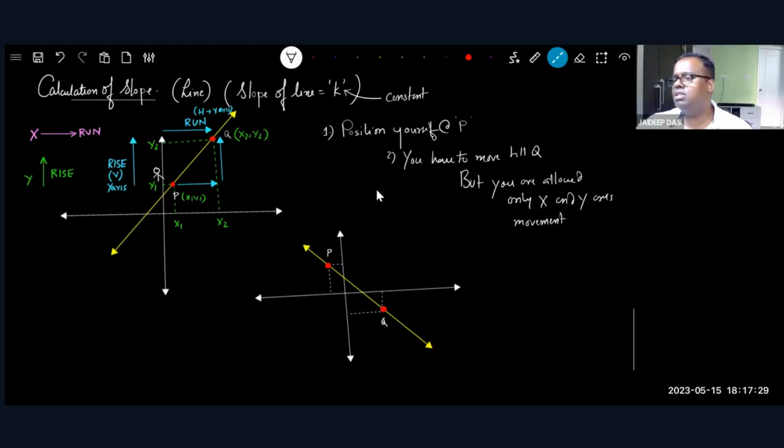I am just making some markings. If you feel that you are not understanding, I'll explain it to you 101 times. Okay. This is x1, this is y1, this is x2, this is y2. Means P's coordinates are x1, y1 and Q's coordinates are x2, y2.